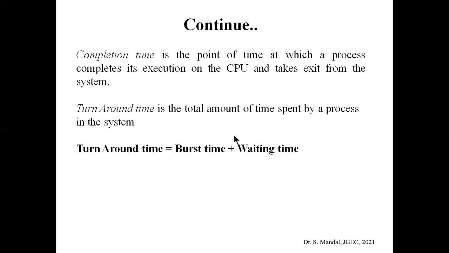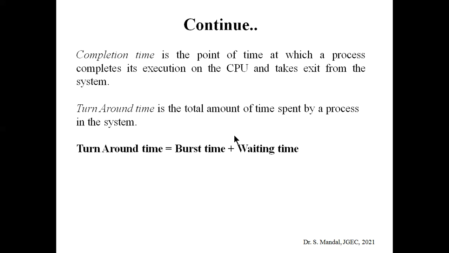Now completion time. So completion time is the point of time when a process completes and exits from the system. That is the completion time. At which point, like after 20 milliseconds, it completes its execution and exits from the OS. So that is the completion time point. Now another important term, turnaround time. Okay, so what is turnaround time? It is the total amount of time spent by a process in the system.